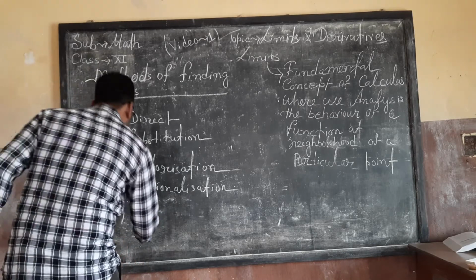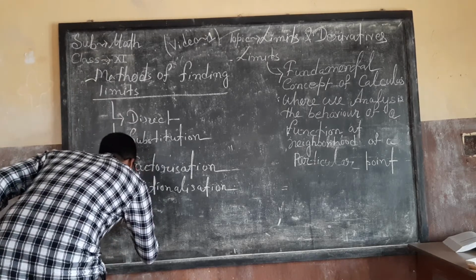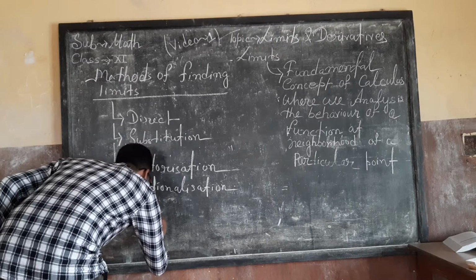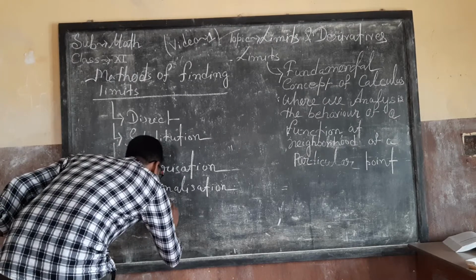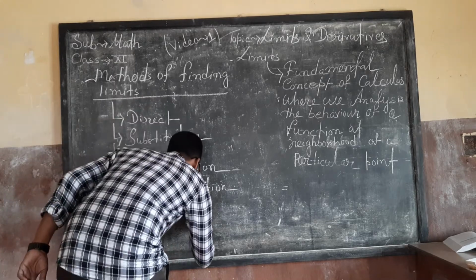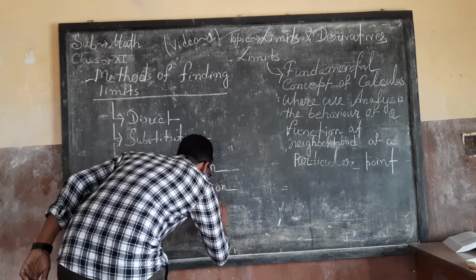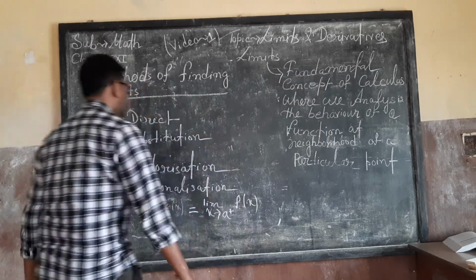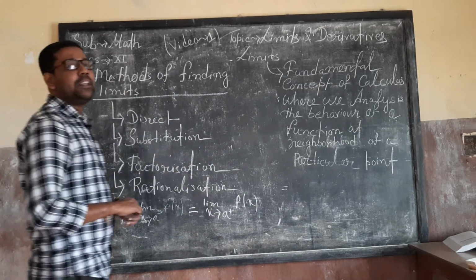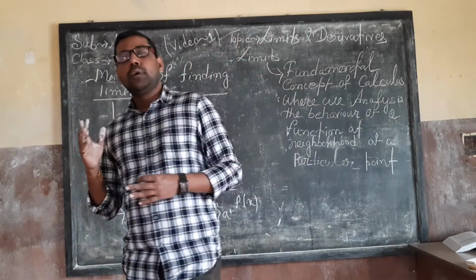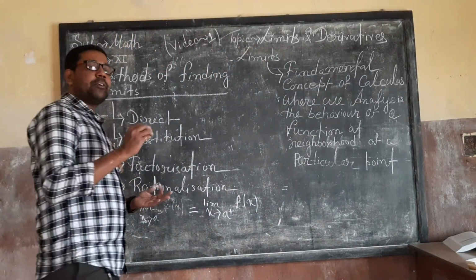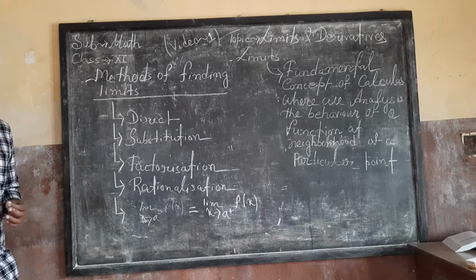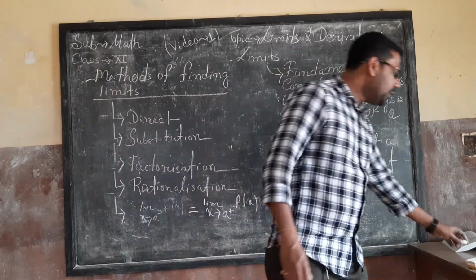The fifth one is our normal process, that means the left hand limit of a particular function is equal to the right hand limit of this particular function. These five methods are mainly used to find the limit for a function at a particular point. Okay, and we also use some predefined formulas to find the limit.